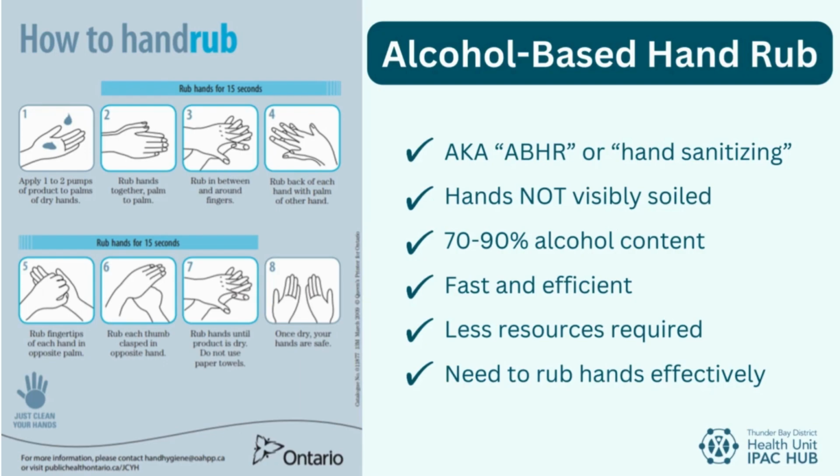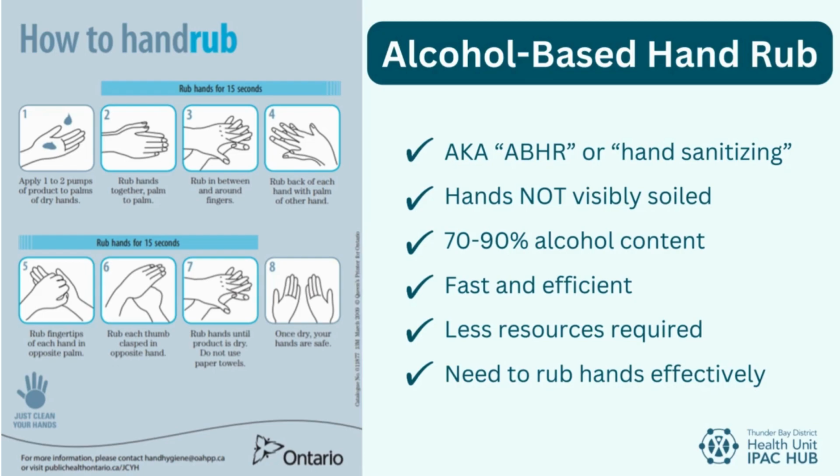So 1 to 2 pumps is usually good depending on the size of your hands. The larger the hands, the more surface area there is that needs to be covered. So you might require 2 pumps if you have large hands, or if you have average to small hands, you might just need 1 pump. You should be able to rub your hands for that full 15 to 20 seconds with product before they come dry. So if they are dry after 10 seconds, then you didn't have enough, and you're going to need a little bit more, maybe that extra pump.